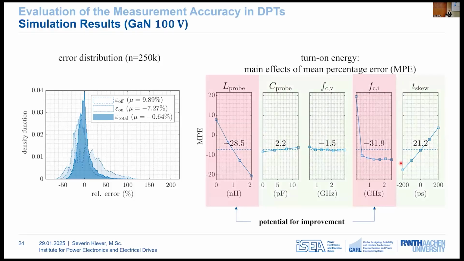So to reduce the overall measurement error, we have to focus on the current probe inductance and the current probe bandwidth. And this was the motivation for the following chapters of my work.